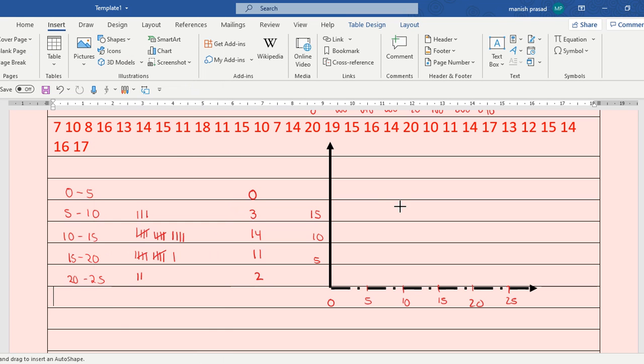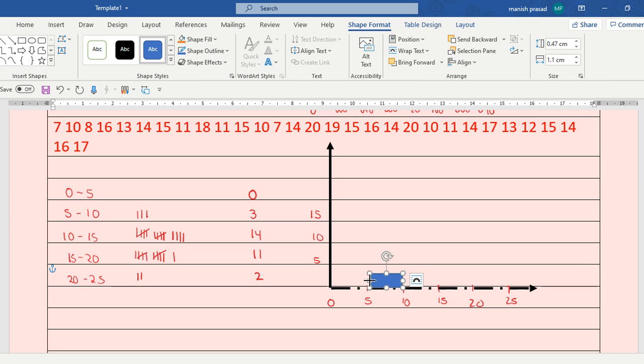So this is 5 to 10 is a 3, so it will be a little more than half out here. So a little more than half. Okay, so this comes to our 3. Then the next one goes all the way to 14. So just below the 15. So here the second one comes. The third one is still 11.